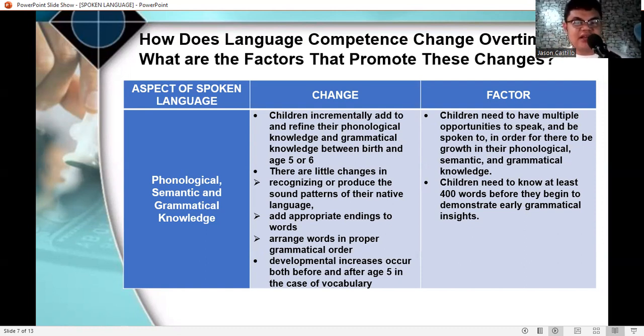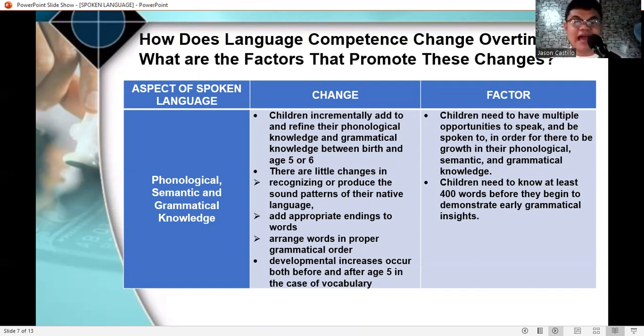Another thing is there are little changes in recognizing or producing sound patterns in their native language. Another thing is adding appropriate endings to words and arranging words in proper grammatical order. So again, it will start at the age of 5. And developmental increases occur both before and after age 5 in the case of vocabulary.